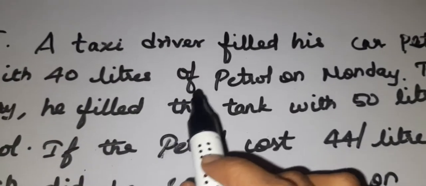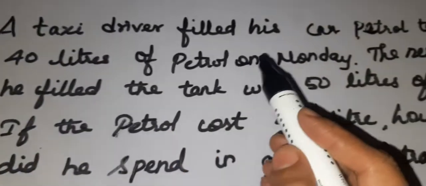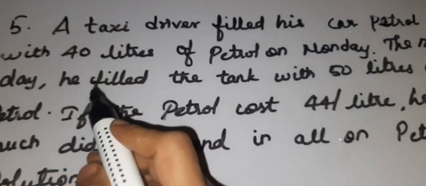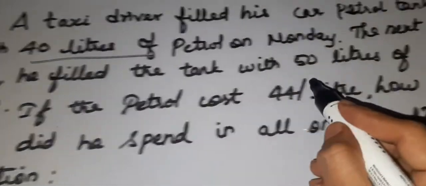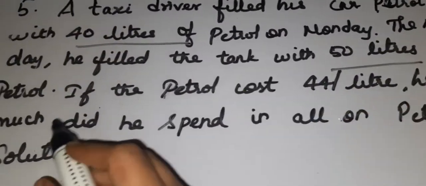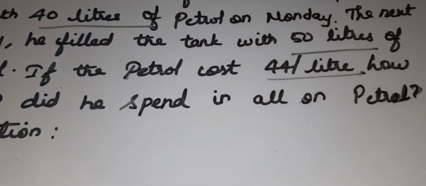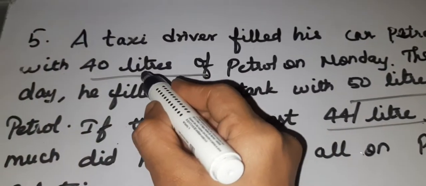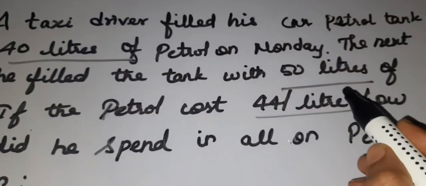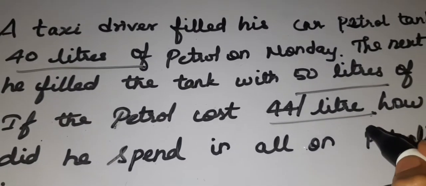This is the continuation of the part 2 video, exercise 2.2, fifth problem. A taxi driver filled his car petrol tank with 40 liters of petrol on Monday. The next day, he filled the tank with 50 liters of petrol. If the petrol cost is 44 per liter, how much did he spend in all on the petrol? So what they have given here is, on Monday he filled his car tank with 40 liters and on Tuesday he filled with 50 liters. Cost of 1 liter of petrol is 44.